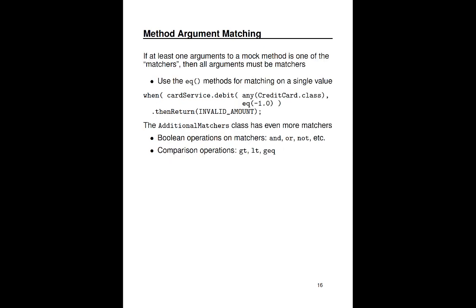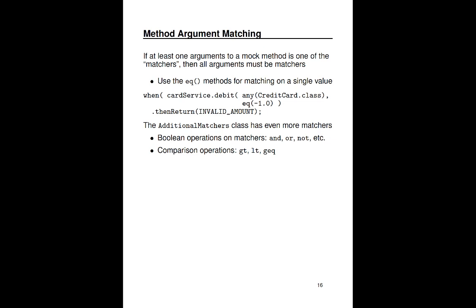Now, one of the things about the Mockito API that I'm always running into is that if you're going to use a matcher, like any, for one of the arguments to the method that you're mocking out, then all arguments must be matchers. That's just the way it works. So in this case, if we want to specify that when the debit method of the credit card service is invoked with any credit card and a value of -1, then it should return invalid amount, the matchers that we use are any for the credit card. But then you just can't say -1. You need to use the eq, the equals matcher, for the value -1.